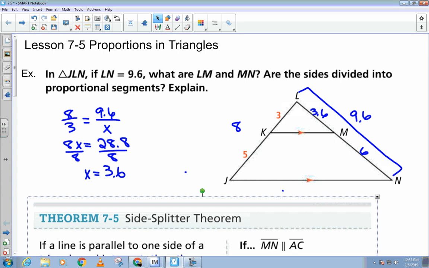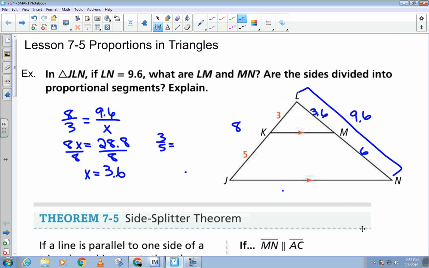Now, the next question is, are these sides divided into proportional segments? Is the ratio between the two pieces the same? Let's test it. 3 over 5 equals 3.6 over 6. If I cross multiply, I end up with 18 equals 18. So are these parts proportional? Yes, they're proportional. They're both going to be in a ratio of 3 to 5.